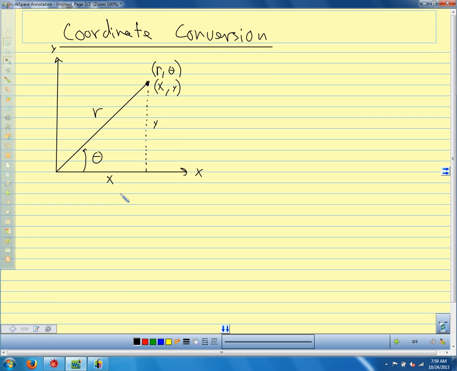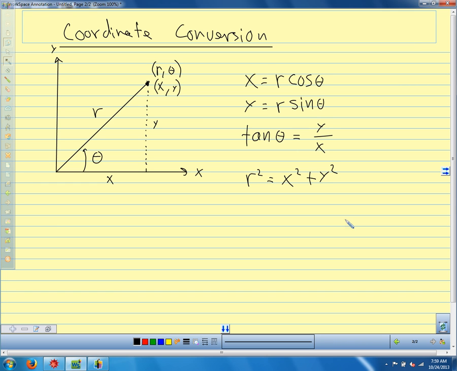And just from what we know about trigonometry, we know that x equals what? r cosine theta. So y equals r sine theta. Tangent theta is y over x. And from the Pythagorean theorem, r squared equals x squared plus y squared. So these are all of our tools that we'll use to convert back and forth between rectangular and polar coordinates.